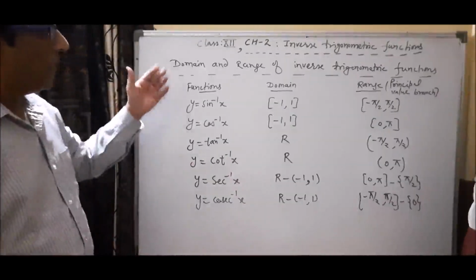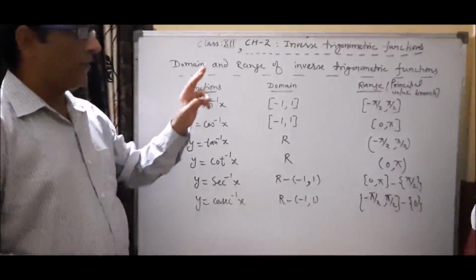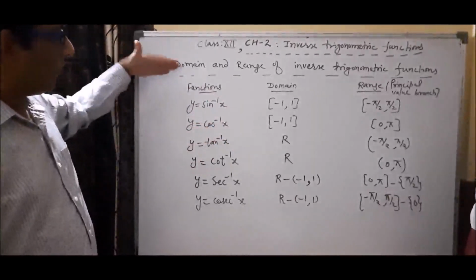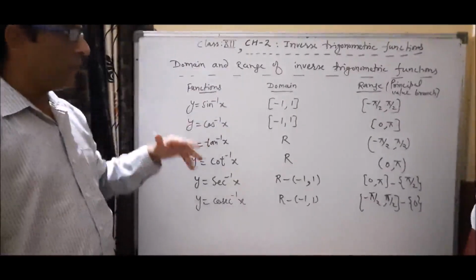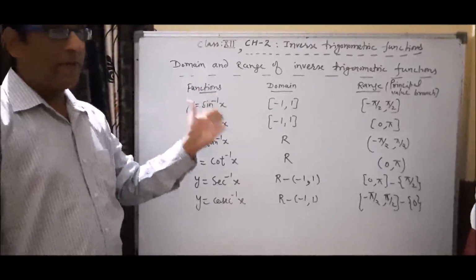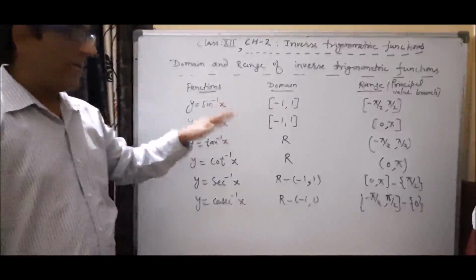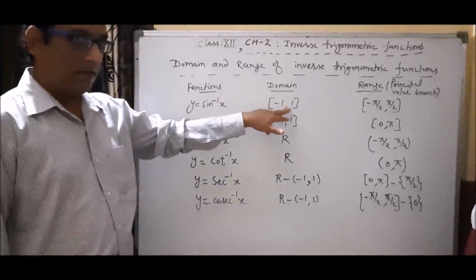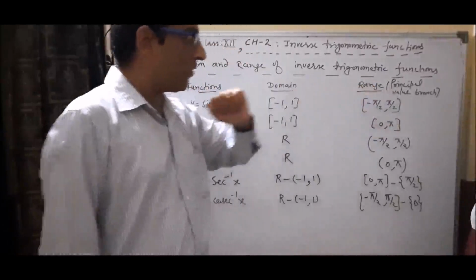Now I am continuing with the domain and range of inverse trigonometric function. Earlier I told about the domain and range of trigonometric function, but this time I am telling about the domain and range of inverse trigonometric function, and it is the vice versa of that previous table. It means in sin x, the thing which is related with domain becomes range here, and the thing which is related with range in trigonometric function becomes domain here. As you see here, for y equals sine inverse x, domain is -1 to 1, and range is -π/2 to π/2, which is also known as principal value branch.